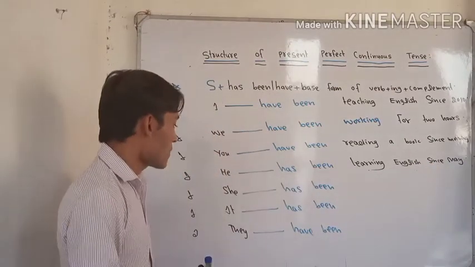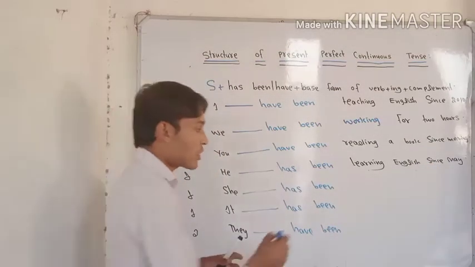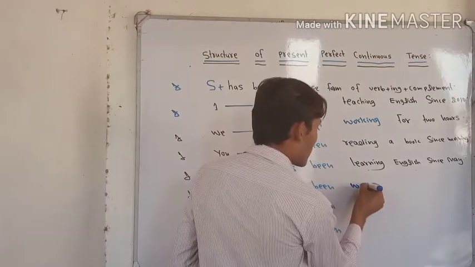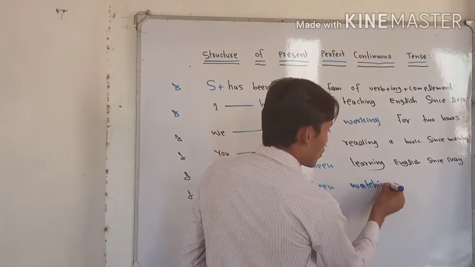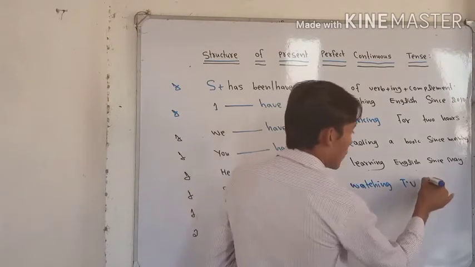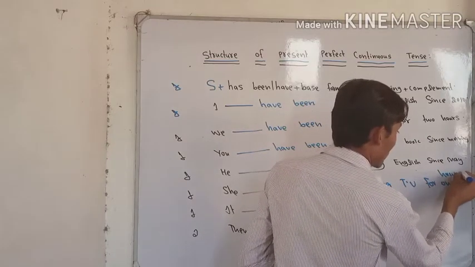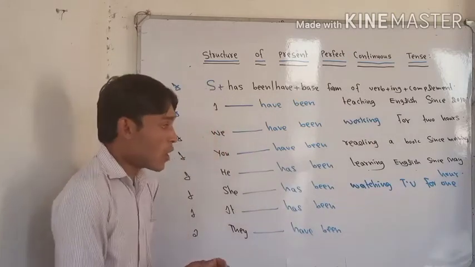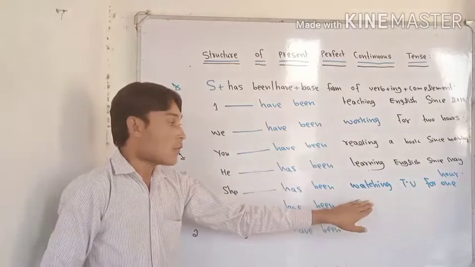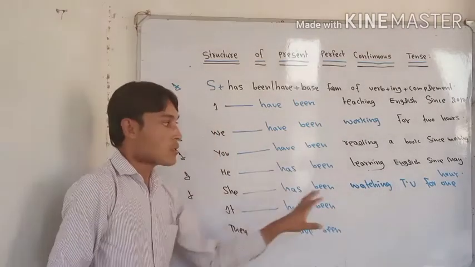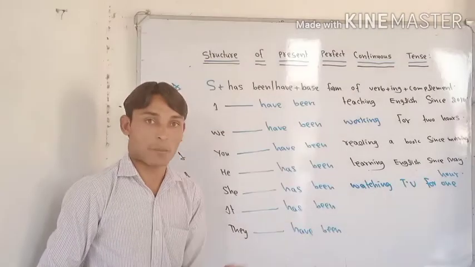Now next one is, she has been watching TV for 1 hour. That is called here for 1 hour. So now, for how much time does she watch TV? For 1 hour, and that is basically a period of time.